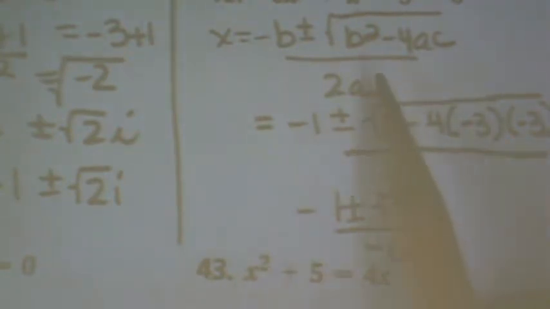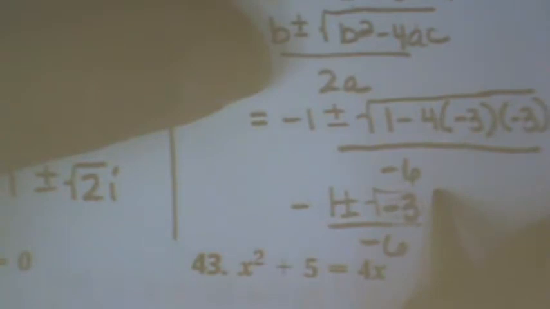Okay, so let me double check. 1 squared is 1 minus 4 times negative 3 times negative 3. So this is going to be, I'm sorry, this is negative 36. 1 minus 36 is negative 35. Thought I had an error. Negative 35.